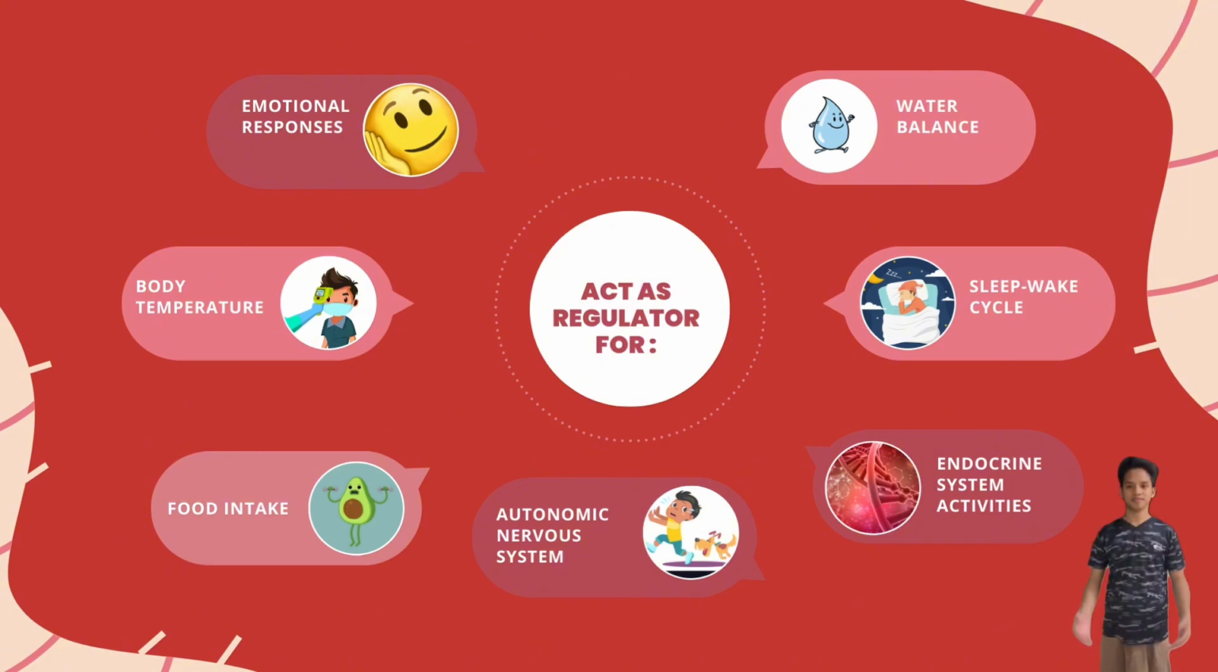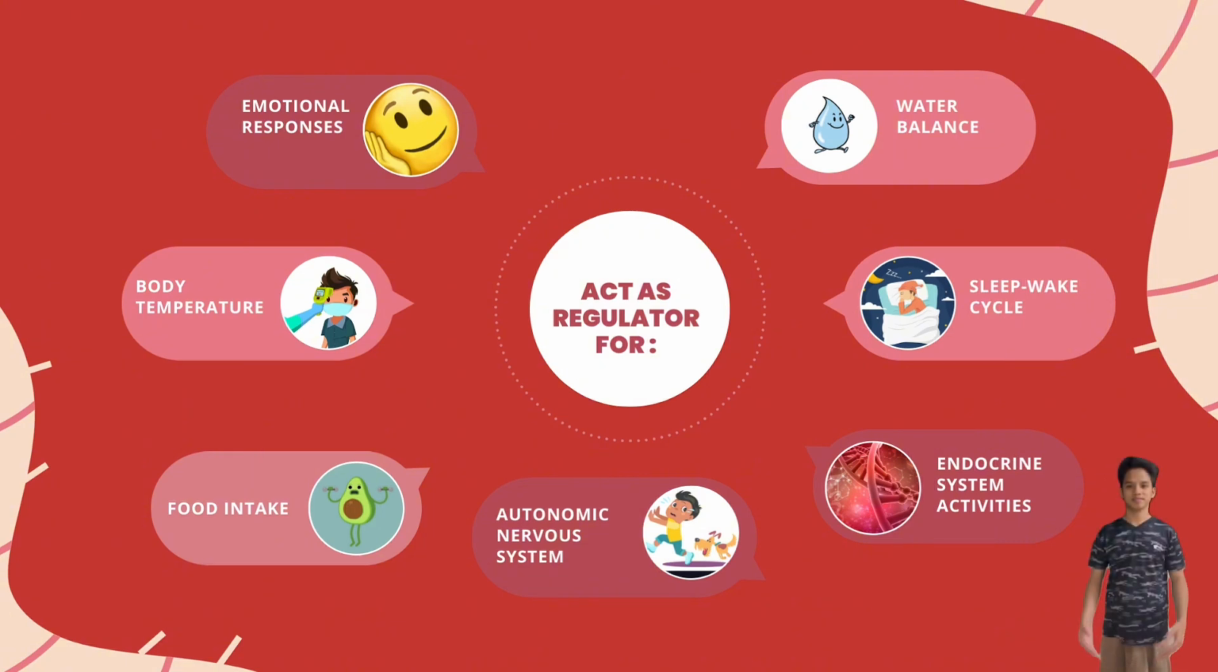Hypothalamus releases thyroid hormone to increase the metabolic rate. Then, hypothalamus can regulate the sleep-wake cycle. Sleep-wake cycle is regulated by not only homeostatic regulation but also the circadian clock. Then, hypothalamus also regulates the endocrine system activities. Hypothalamus secretes hormones that will stimulate the release of hormones in the pituitary gland.